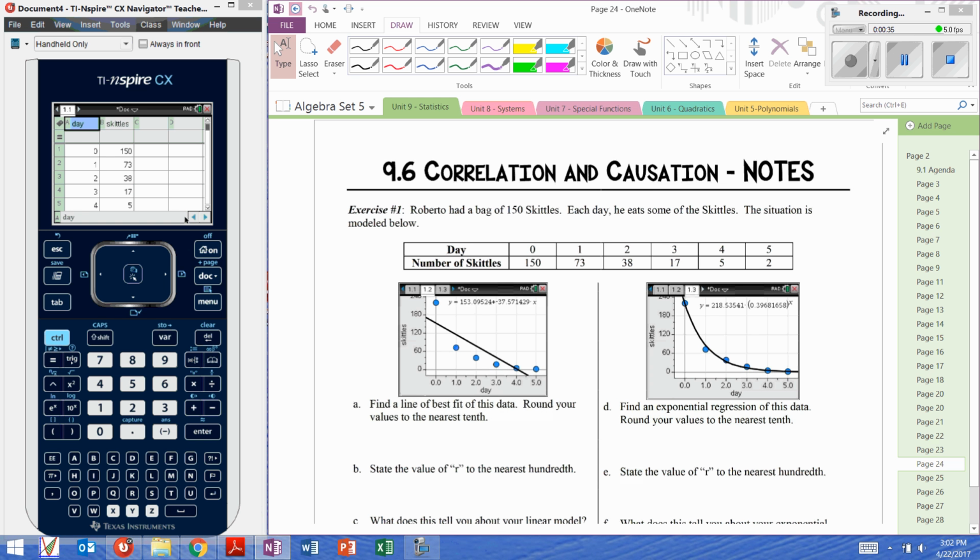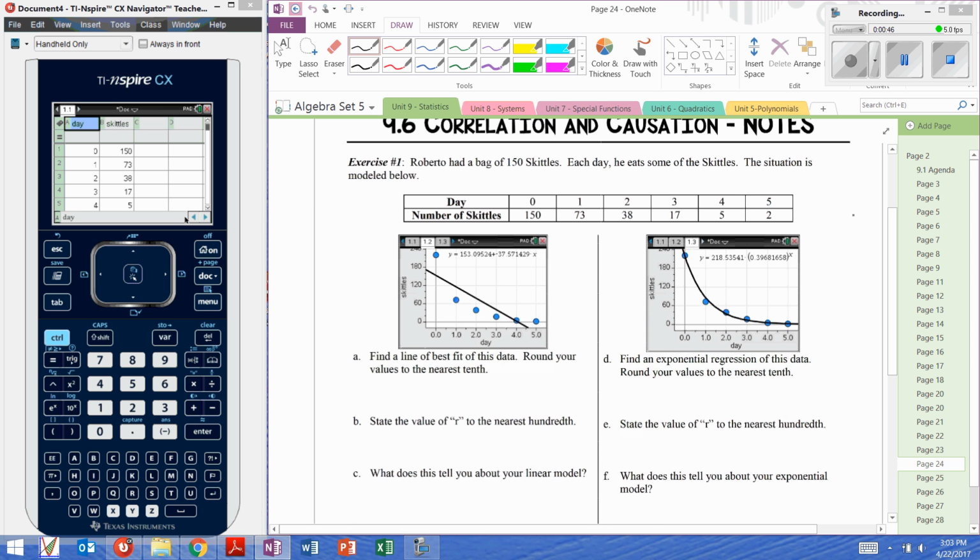So in exercise 1, we see that Roberto has a bag of 150 Skittles, and each day he eats some of the Skittles. The situation is modeled below. And what we see here is not only have they given us the table of what's going on with the Skittles, they're showing us two different graphs. The blue points all look the same, but one of them has a linear model and the other one has an exponential model.